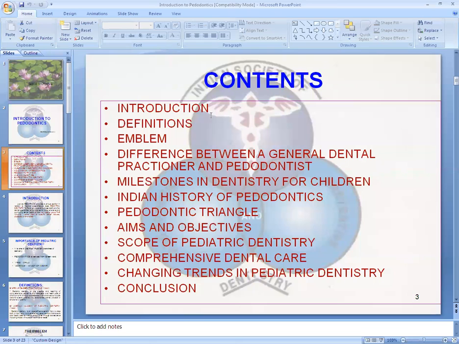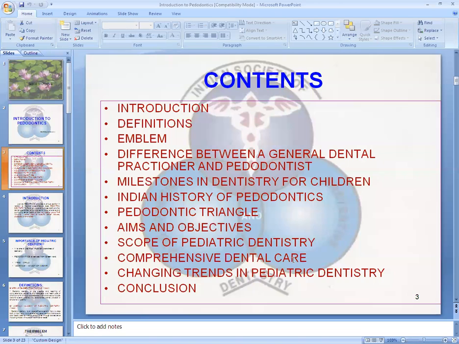We will see the introduction, the definitions, the emblem of dentistry, the difference between the general dentist practitioner and the pedodontist. What is the difference between both? What are the different milestones in dentistry for children? We will see the Indian history of pedodontics, the pediatric triangle, the aims and objectives of pedodontics. So these aims and objectives will be a SAQ for you. Scope of pediatric dentistry. This is also one of the SAQs which comes.